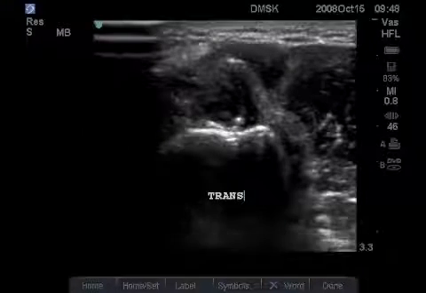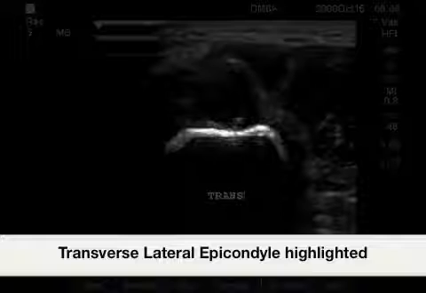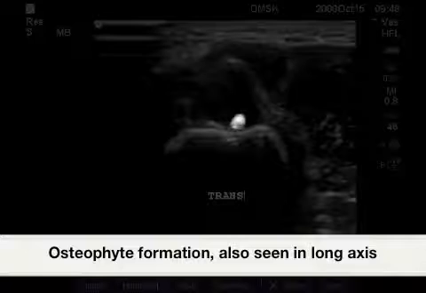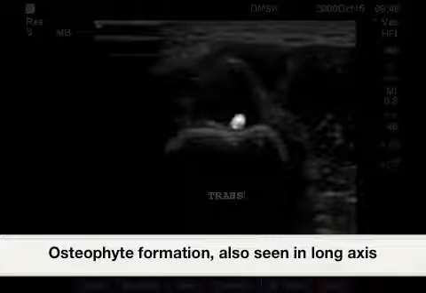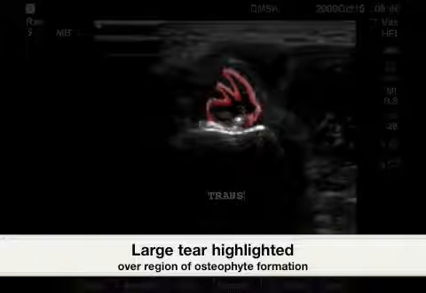Highlighted here is the lateral epicondyle. Using this hyperechoic bony osteophyte as a landmark, we turn the probe from long axis to transverse, also indicating a full thickness tear.